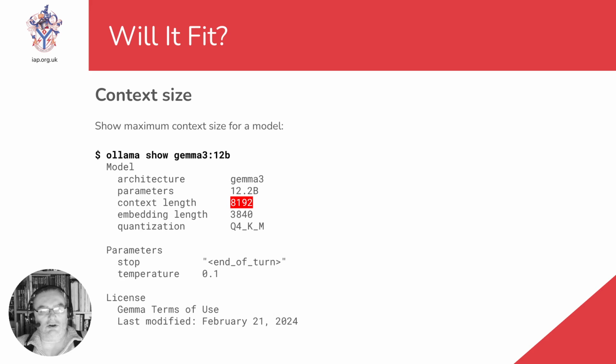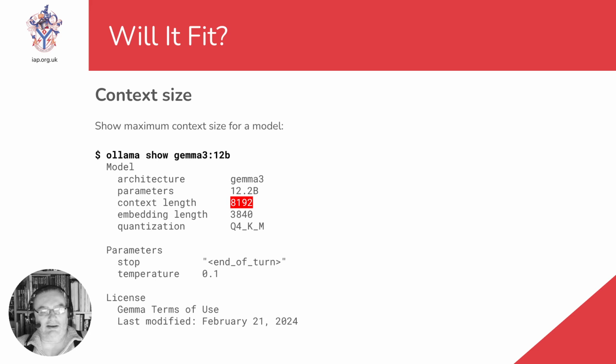In newer versions of Ollama, the default context size used is 4,000 tokens. However, a model may allow for a larger context size to be used. We can check the maximum context size for a model using the Ollama show command as shown. Here I've highlighted the maximum context size in red for the Gemma 3 12 billion parameter model. It is 8K, or just over 8,000 tokens.